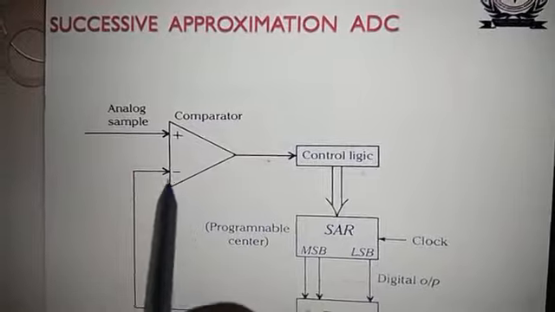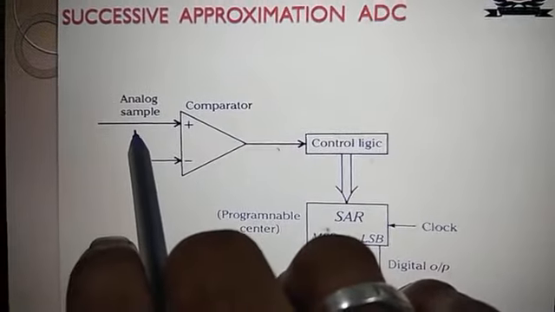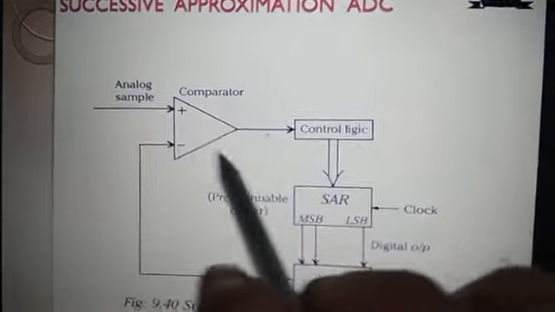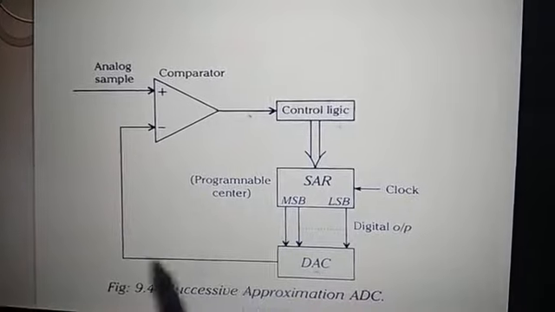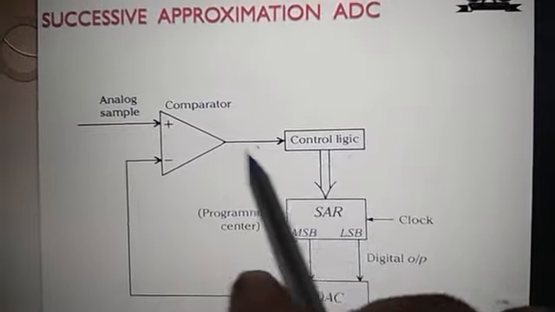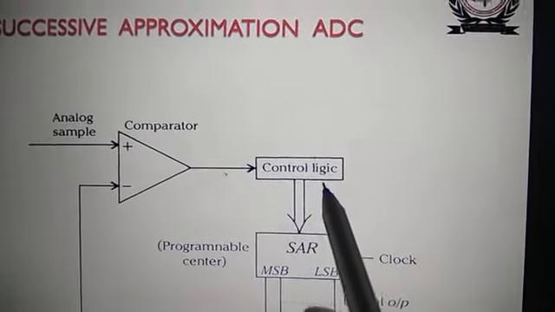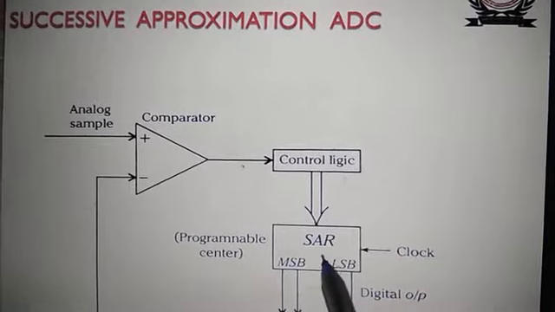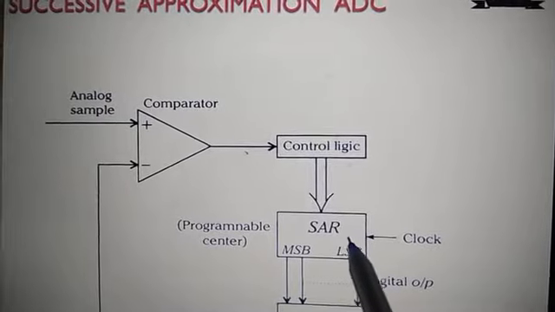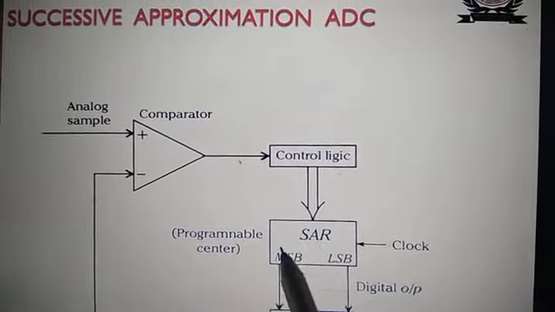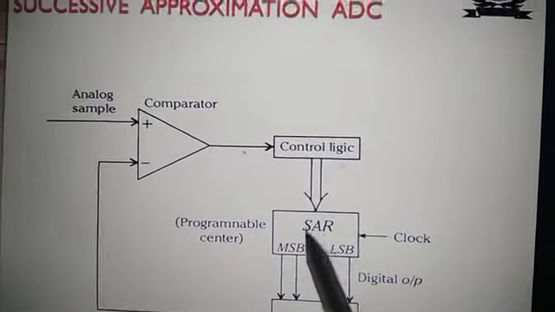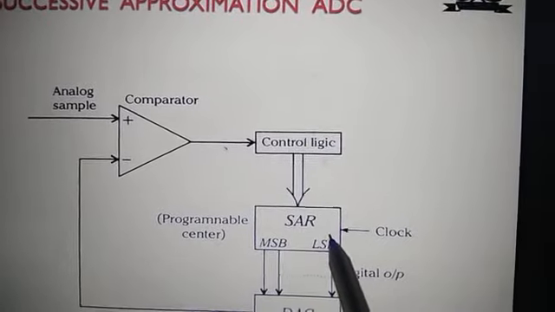You can see here, this is the comparator where the analog input is given. Analog sample is written here, that is, analog input is given, and the inverting terminal of the comparator is connected to the DAC, digital to analog converter. The output is given to the control logic, and control logic output is given to the SAR, that is, successive approximation registers. Here registers are there for each bit, LSB and MSB, and this is a programmable center, and the clock pulse is applied to this SAR.